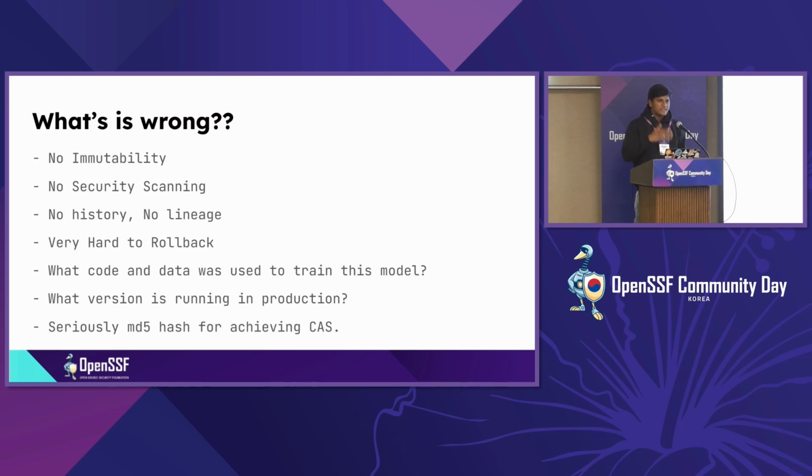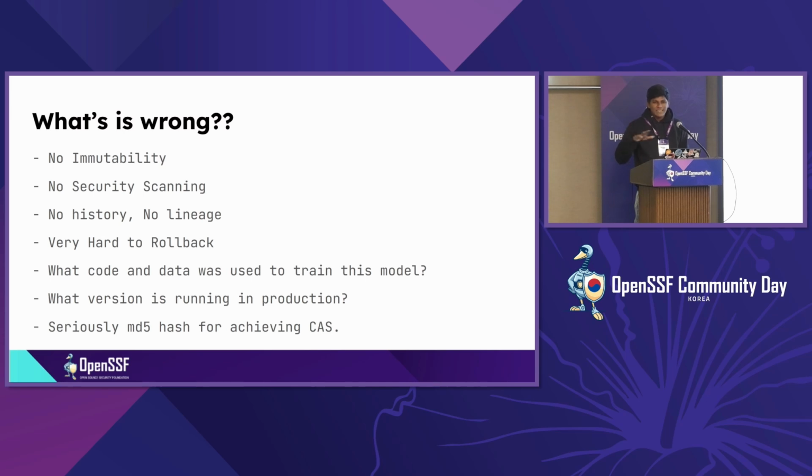It's basically that there is no immutability in these kinds of tools. Everything is tracked and versioned in Git or DVC, which can be force pushed, which means there's literally no security scanning, no history, no lineage. It's very hard to roll back because all these data sets are pointed to S3 buckets or Azure, whichever you use. It's kind of tough.